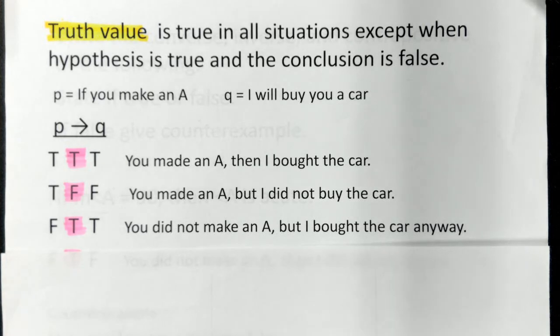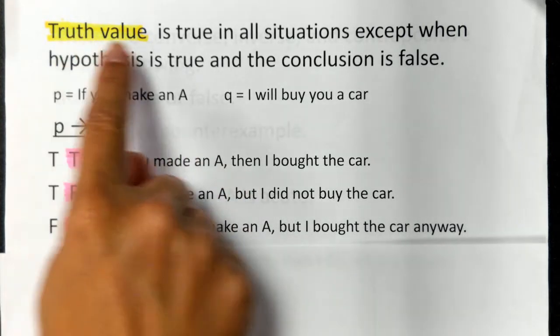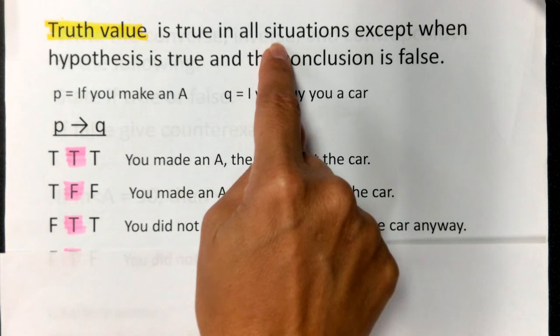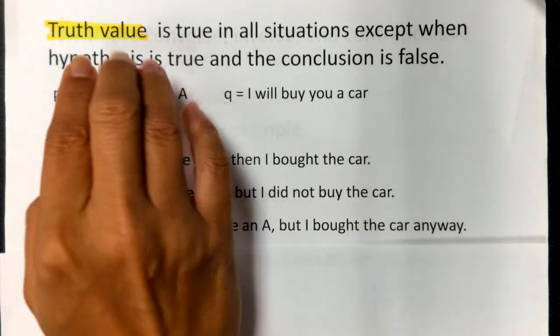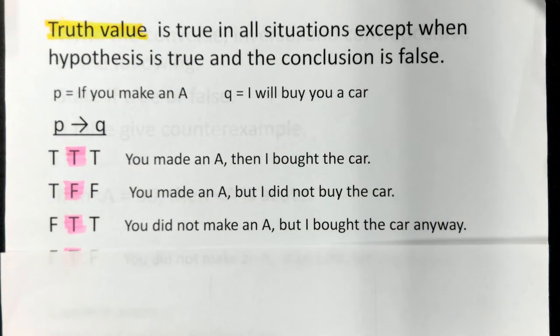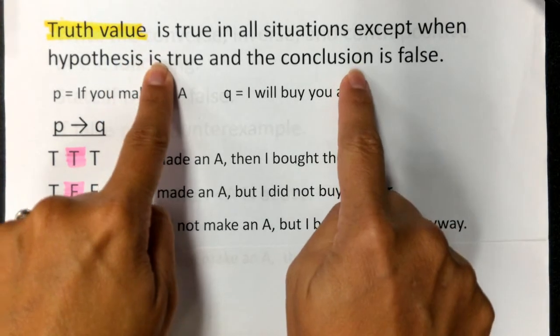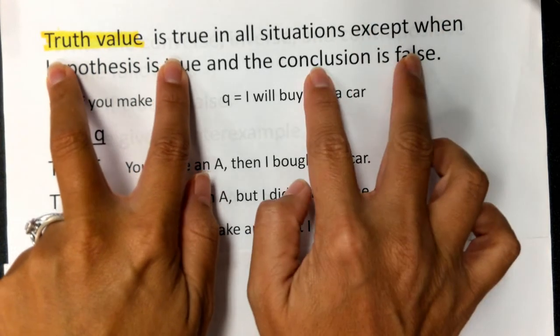All right, so every year students are like, wait, I thought I was supposed to make an A and get a car. All right, so go back up to truth value. It's true in all situations except when the hypothesis is true and the conclusion is false. It's true in all situations except when the P is true and the Q is false.